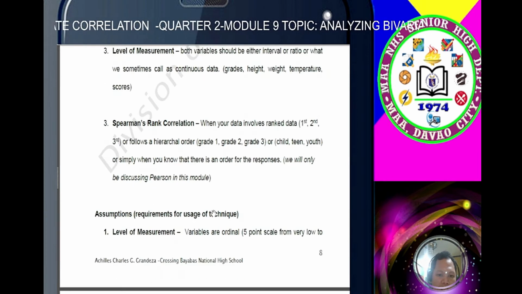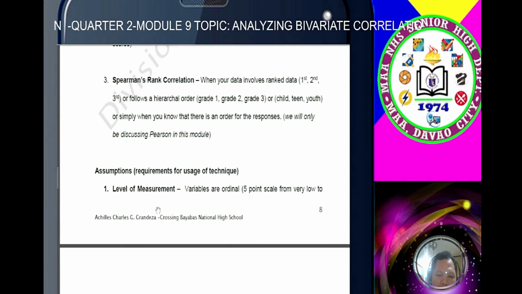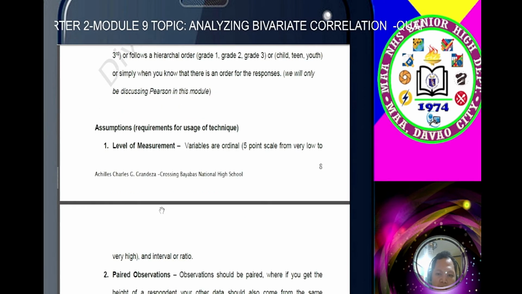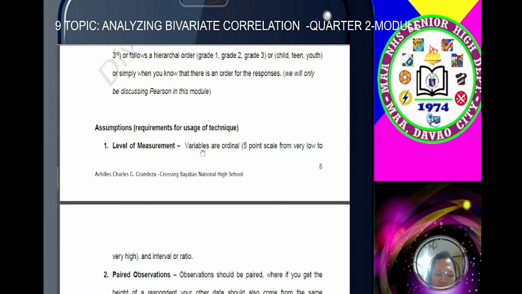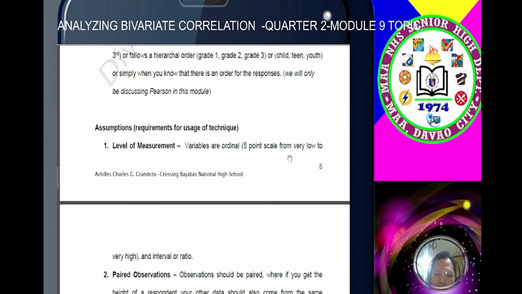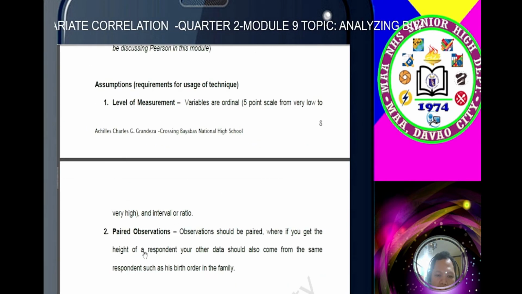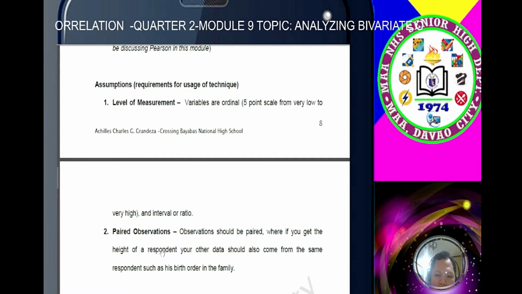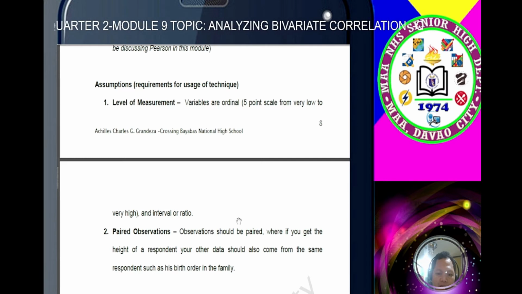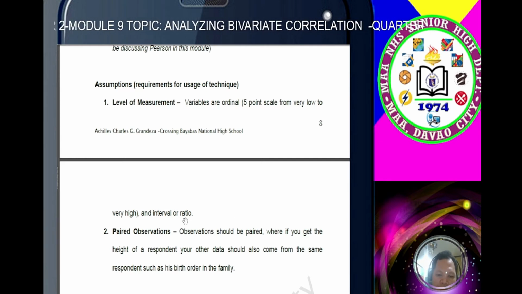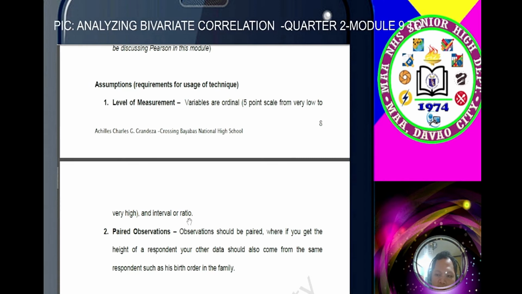So here we have the assumptions or the requirements for the usage of this technique. Number 1, the level of measurement should be ordinal. So ordinal scale, like a 5-point scale from very low to very high. Number 2, paired observations. Observations should be paired. If you get the height of a respondent, your other data should also come from the same respondent, such as birth order in the family. So it's paired.